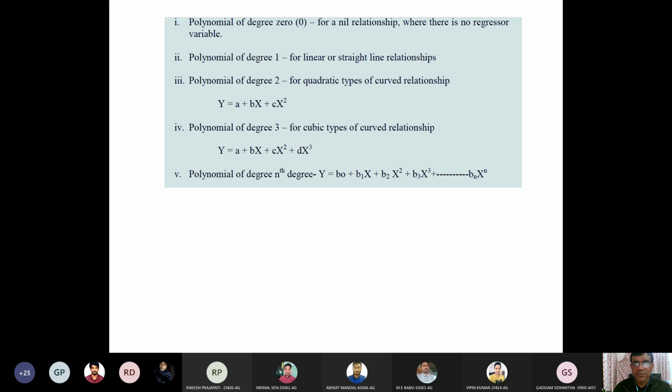Then polynomial of degree 2 is for a quadratic type of relationship, y is equal to a plus bx plus cx square. Then for degree 3, you go on adding terms. You add dx power 3, then ex power 4, and so on. So you can go on adding the terms. Now a polynomial of nth degree will have y is equal to b0, b1x, and so on. This is how these polynomial equations are described.